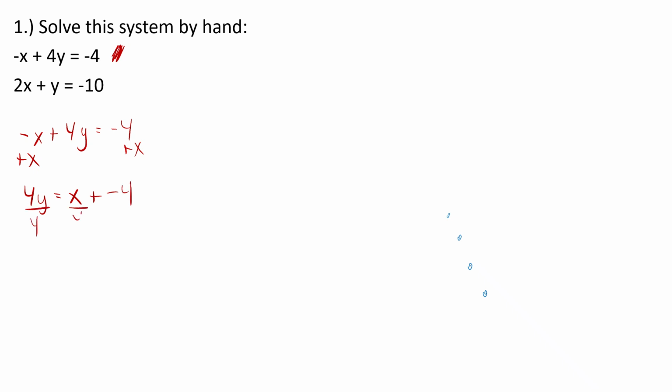Now we'll divide both sides by 4, and 4 divided by 4 is 1, leaving me with just a y. And right here, I'm going to do something, and then I'm going to explain it. That is a 1 in front of the x there, so that's 1x divided by 4. And essentially, the 1/4 pops out of the fraction there, and then negative 4 divided by 4 is negative 1.